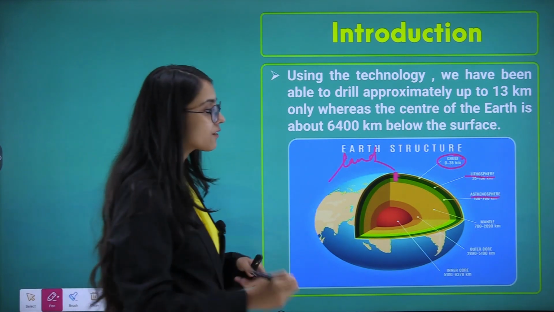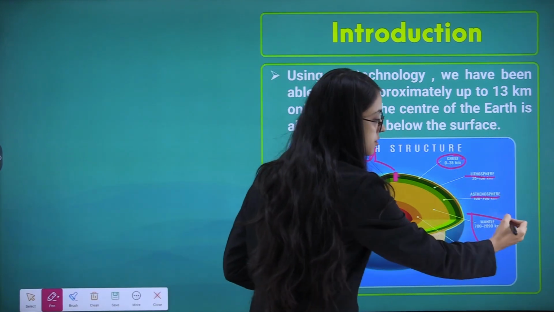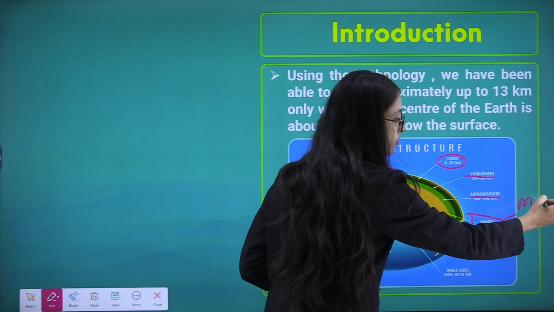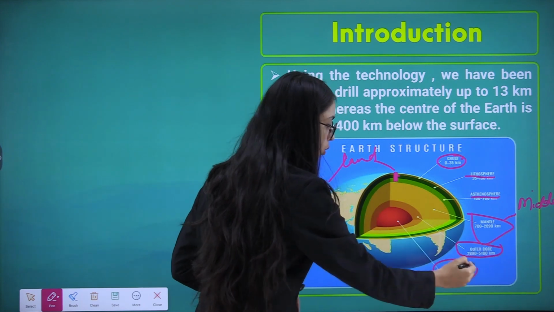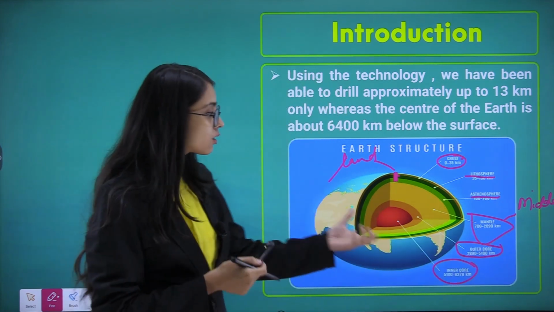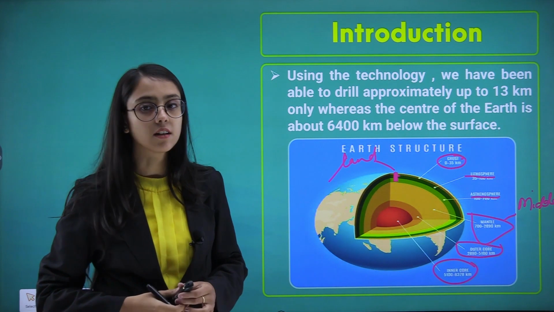But then we have the mantle, which is the middle layer of the earth, the outer core and the inner core. So it is believed that the inner core is the center of the earth.